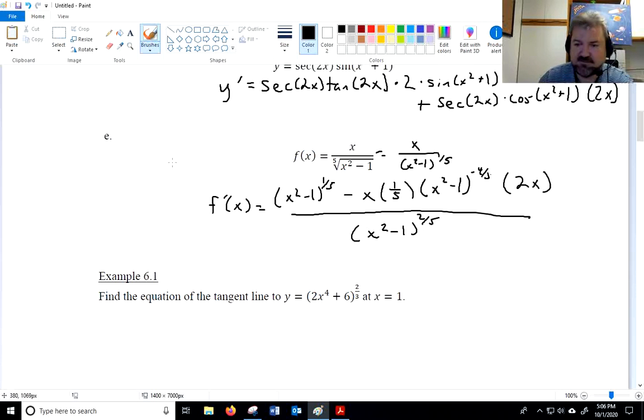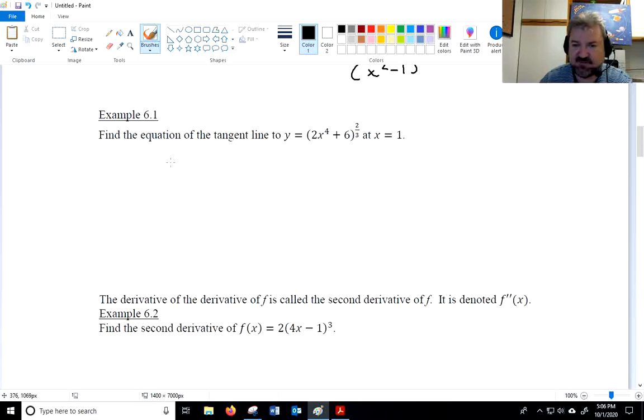All right. Okay, let's go on to example 6.1. Find the equation of the line tangent to y equals (2x to the 4th plus 6) to the 2/3 at x equals 1. So to find that tangent line, let's find the derivative, because the derivative will tell me the slope of the tangent line. So y prime is equal to 2/3 times (2x to the 4th plus 6). Subtract 1 and I get negative 1/3. Then multiply by the derivative of the inside, which is 8x cubed.